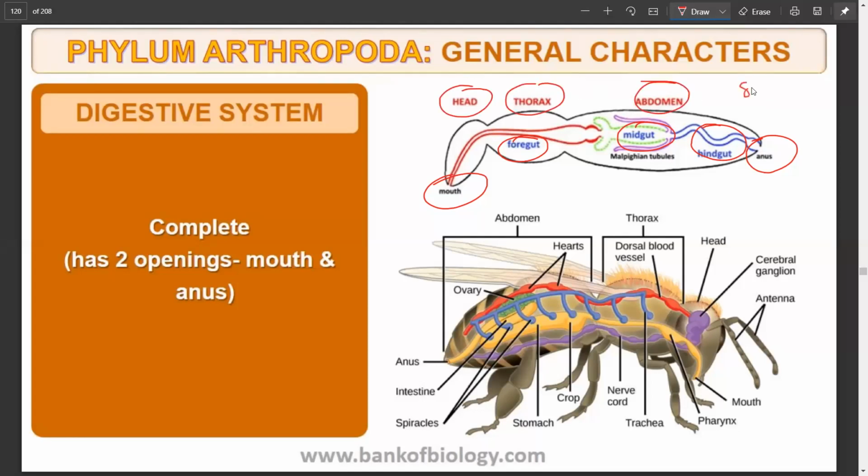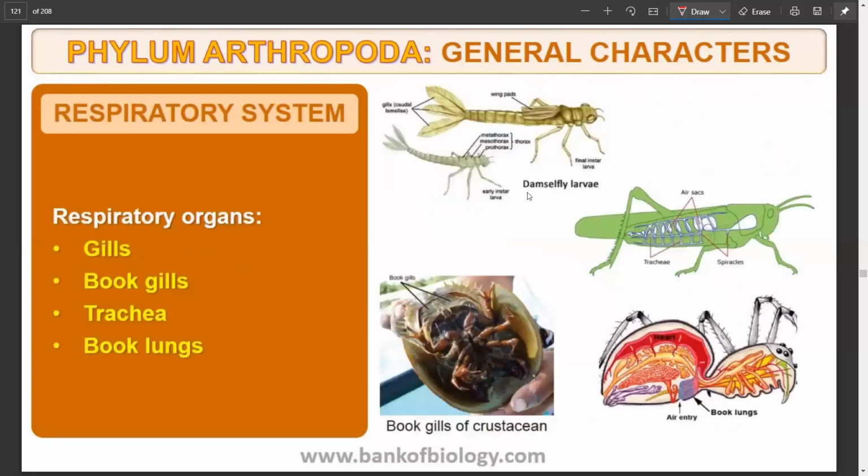Here also you find segmentation, but not like the previous group where we had metameric segmentation. Here the body is simply divided into head, thorax and abdomen regions. Respiratory organs are present: you have the gills, the book gills, trachea and the book lungs. You can see book gills in the case of crustaceans, a subgroup of this particular phylum Arthropoda.